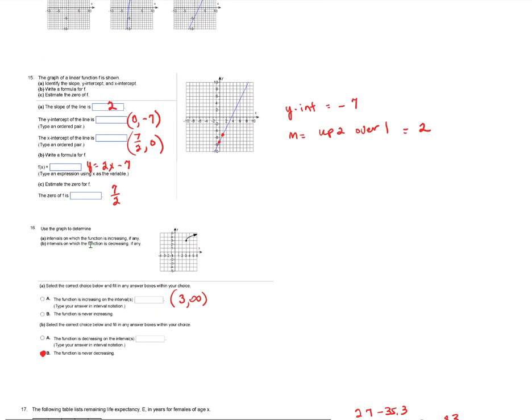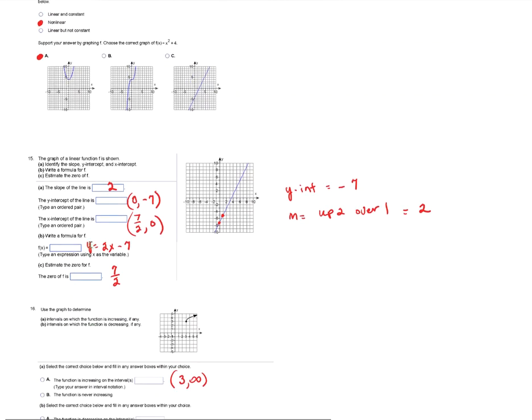All right, let's look at 15 and 16. Let's see, let's get 15 here. So number 15, the graph of a linear function is shown. Identify the slope, the y-intercept, and x-intercept. Write a formula for f, estimate the 0 of f. The 0 is where it crosses the x-axis. So if we're looking at this, we can find the y-intercept. It's right down here where it crosses, so that is at negative 7. The x-intercept is up here. It is a little more than 3.